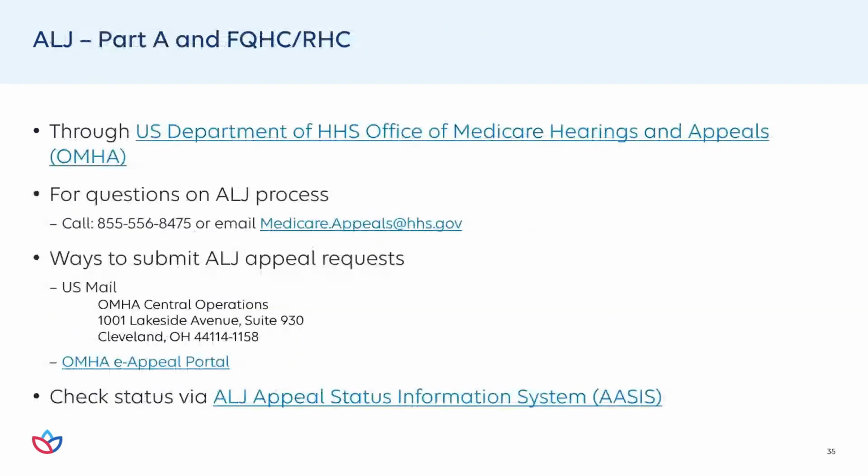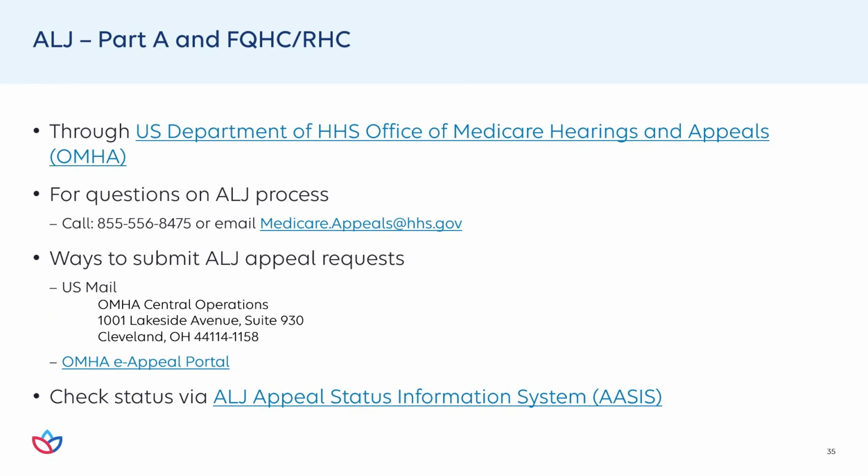So this is what I was talking about just a little bit ago here on slide 35. For Part A and FQHC, your ALJ Level 3 appeals are done through the U.S. Department of Health and Human Services, Office of Medicare Hearings and Appeals, which is a mouthful, or OMHA, O-M-H-A. So for questions on the ALJ process, there's a phone number and an email address that you may use. Ways to submit: you can submit via U.S. mail, and the address is located right there for you. And they also have their own OMHA e-appeal portal that you can use.